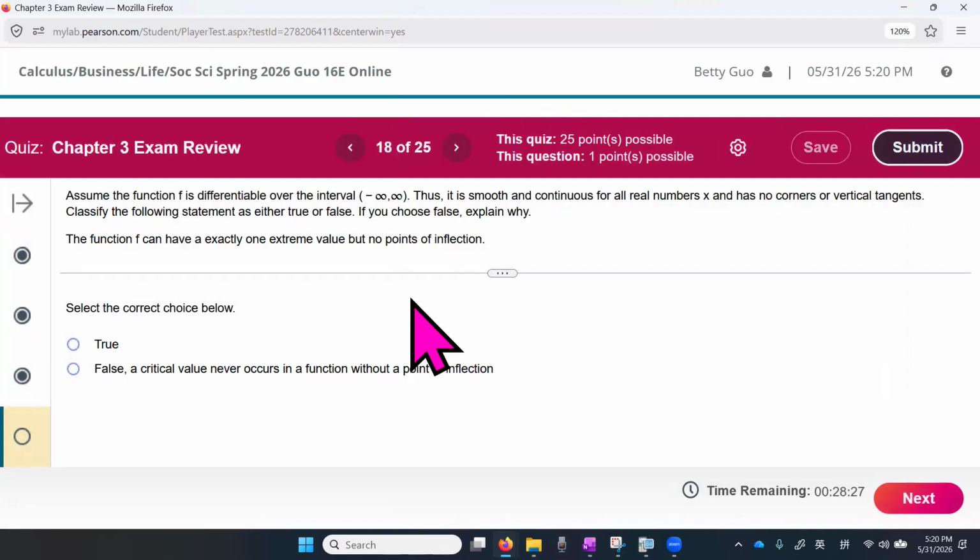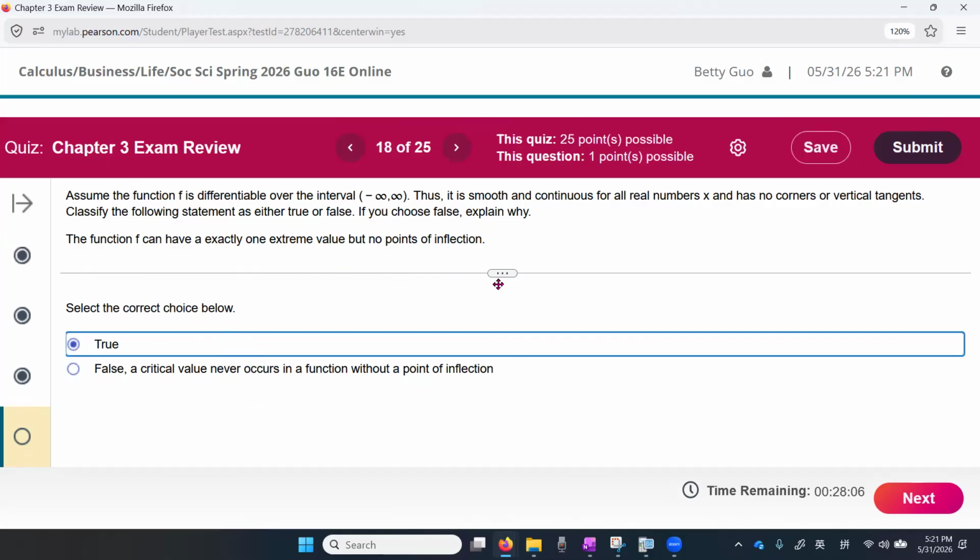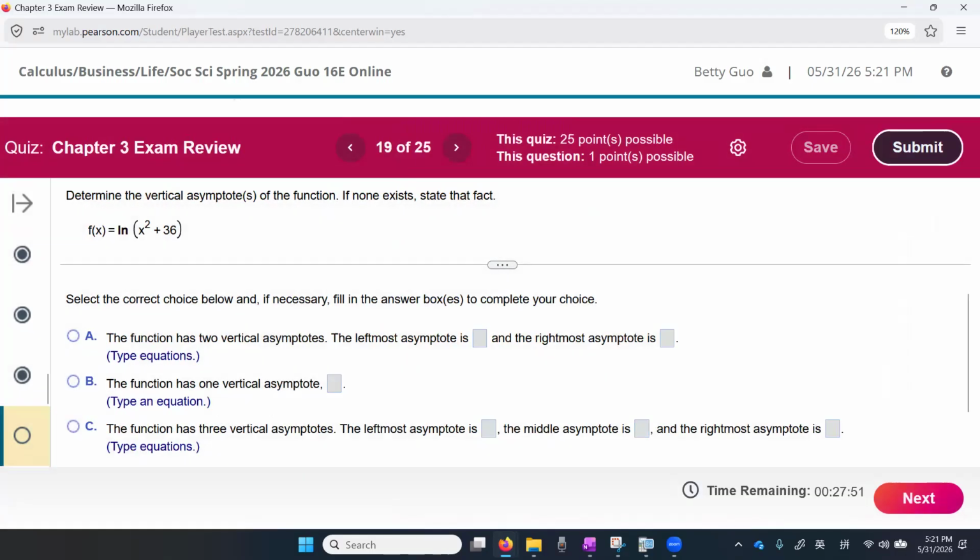Question number 18. It's also true or false. The function f can have exactly one extreme value, but no points of inflection. True. One extreme value, but no inflection. Think about a parabola, right? It has one extreme value, either minimum or maximum, but no inflection. A parabola is a good example.